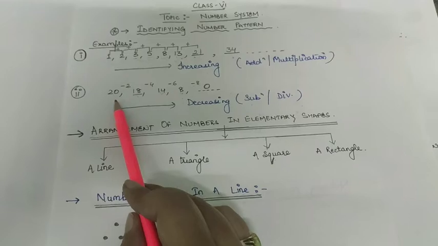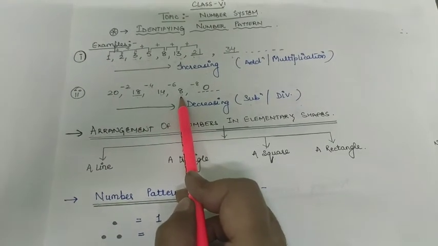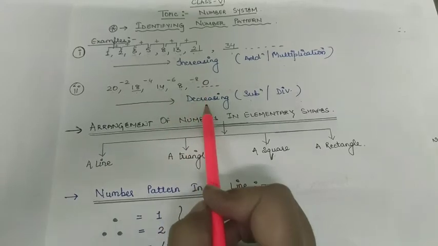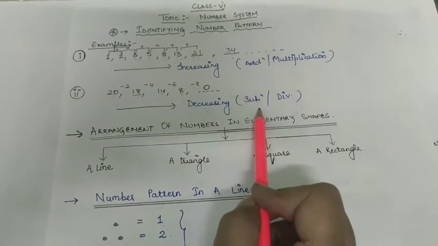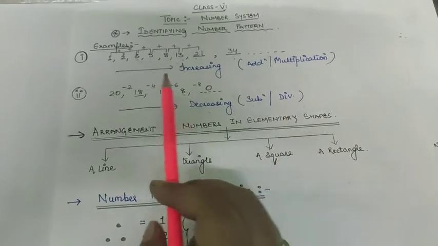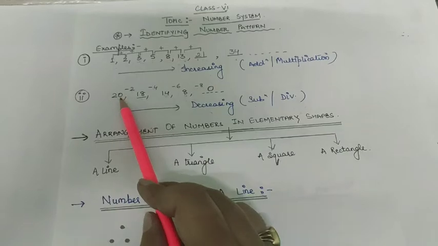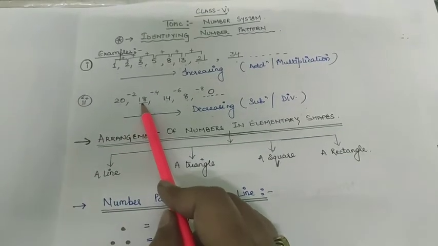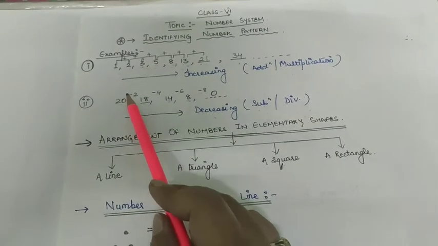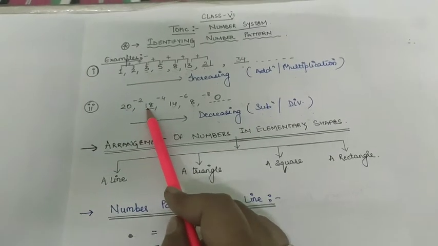In this series I can observe that numbers are decreasing as we are moving towards the right. When numbers are decreasing, we can say that subtraction or division is followed. So I am going to see what is happening in this series. I see that after 20 I get 18. How can I get 18? If I subtract 2 from 20, I will get 18.